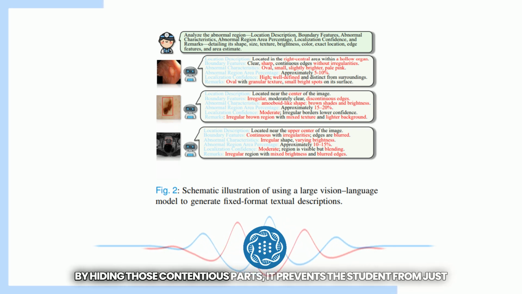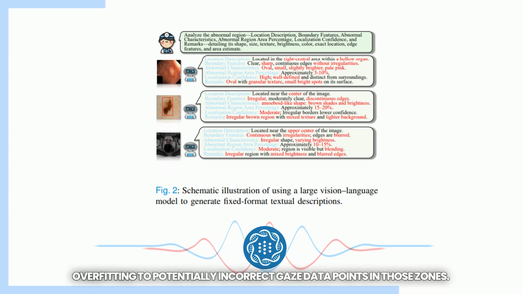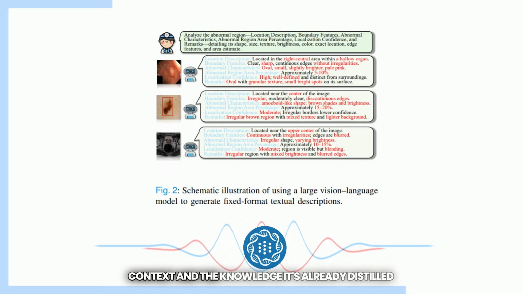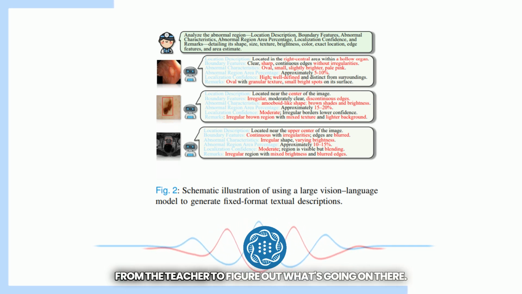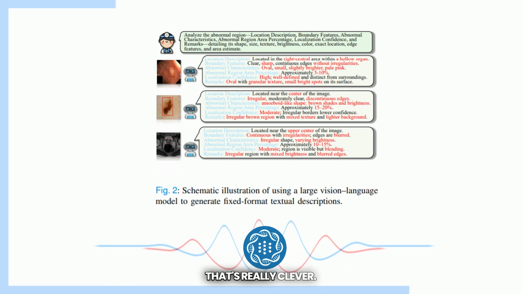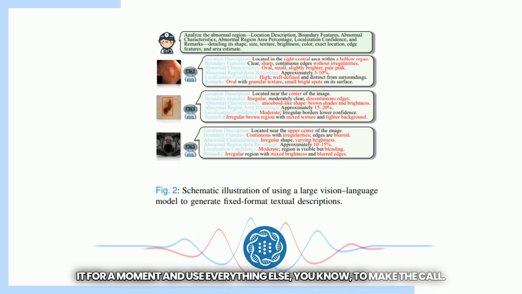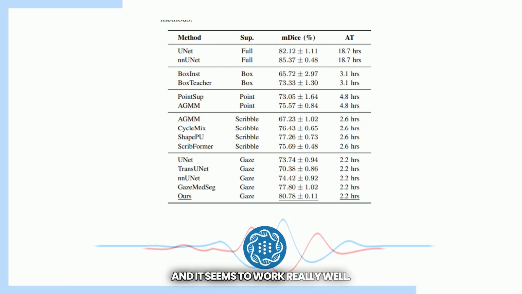By hiding those contentious parts, it prevents the student from just overfitting to potentially incorrect gaze data points in those zones. It forces the student to rely more on the surrounding context and the knowledge it's already distilled from the teacher to figure out what's going on there. That's really clever. It's like saying, okay, you two can't agree on this spot, so student, ignore it for a moment and use everything else you know to make the call. Exactly. And it seems to work really well.